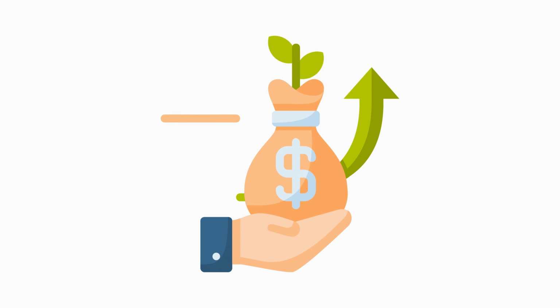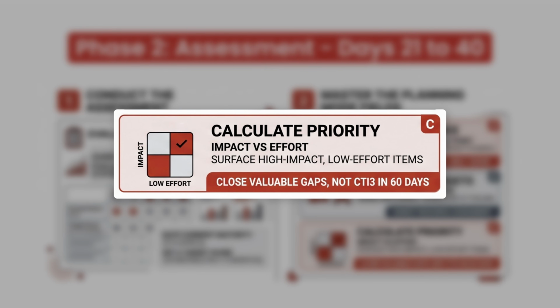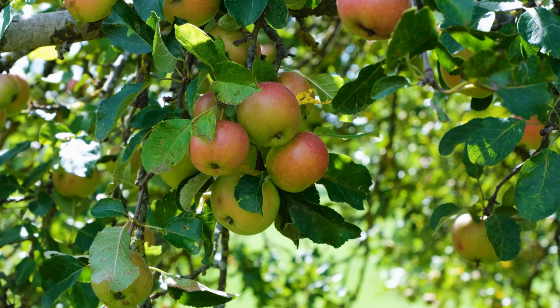Next, we have impact versus effort, a calculated priority field. High impact, low effort items surface as your first sprint targets. You are not trying to reach CTI 3 in 60 days, you are trying to close the most valuable gaps with the least friction. Pick off that low-hanging fruit.